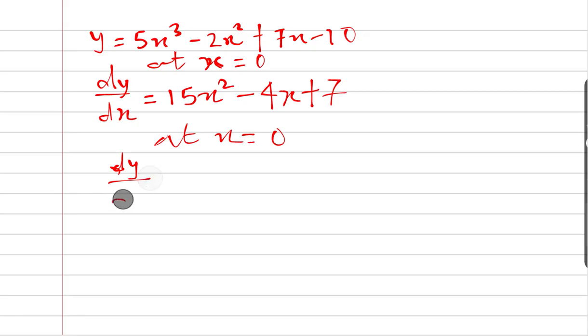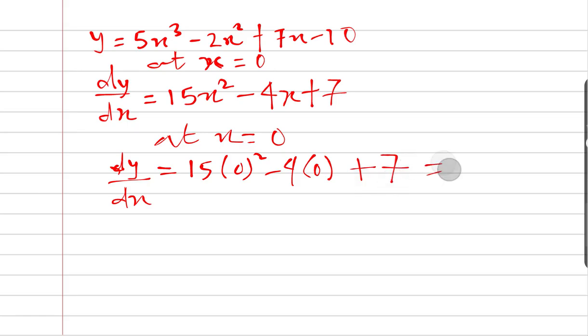Are you guessing that? dy/dx equal to what? 15 into what? Into 0 squared minus 4 into 0 plus 7. And that will give us our final answer as what? As 7.